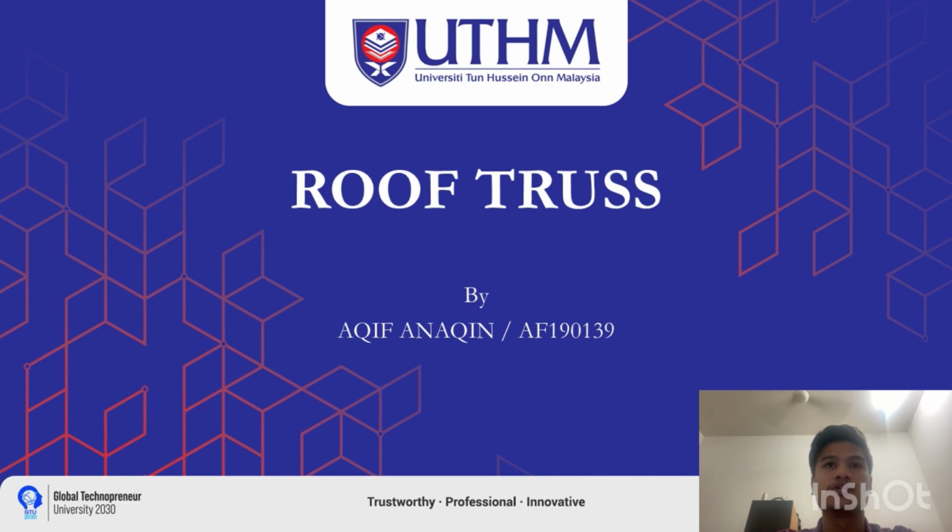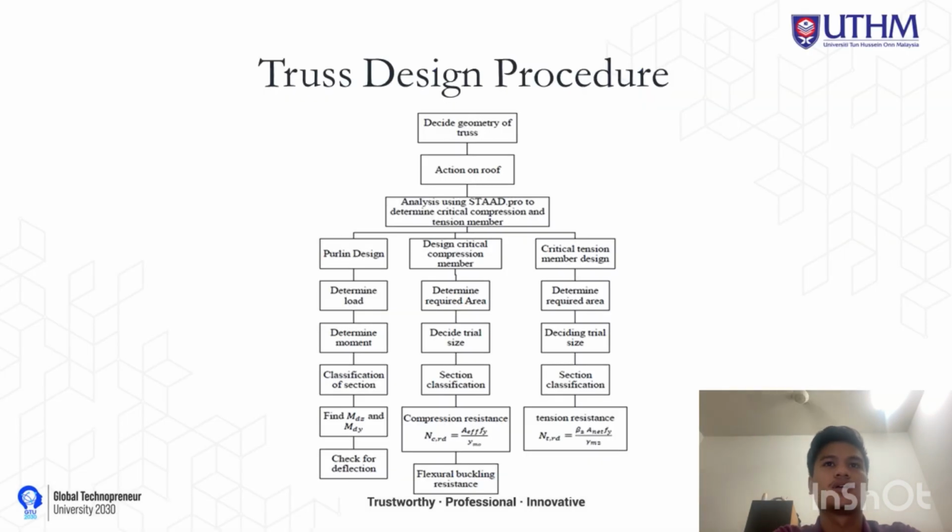For my part, I will present about the roof truss design and procedure. So, this is the design procedure to calculate the design for the roof truss. First, we need to decide the geometry of the truss. The geometry of the truss has been given in the project instruction, and all I need to do is just insert the length of the truss and insert the number of members that the truss has.